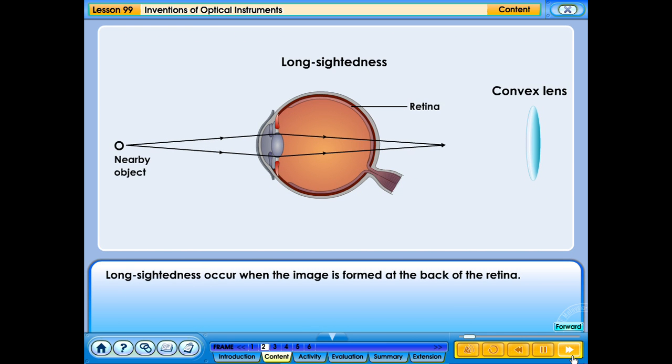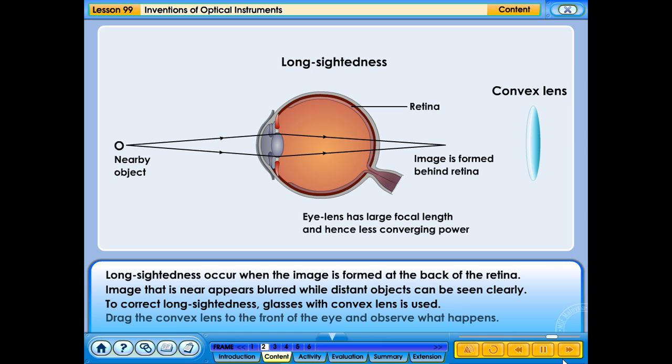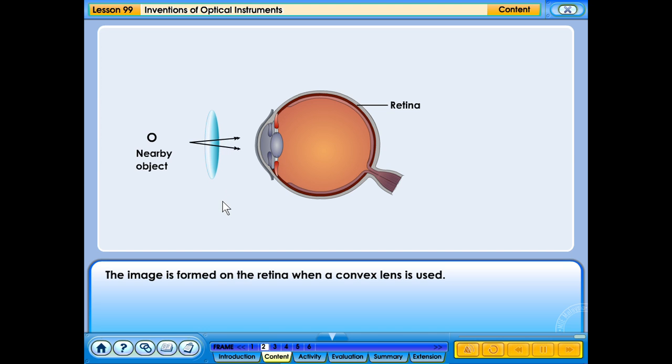Long-sightedness occurs when the image is formed at the back of the retina. Image that is near appear blurred while distant objects can be seen clearly. To correct long-sightedness, glasses with convex lens is used. Drag the convex lens to the front of the eye and observe what happens. The image is formed on the retina when a convex lens is used.